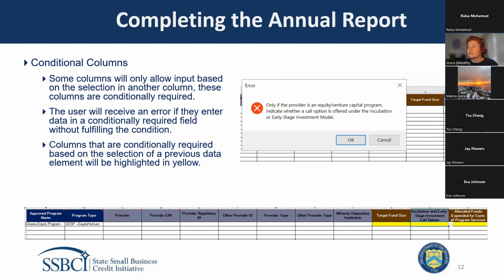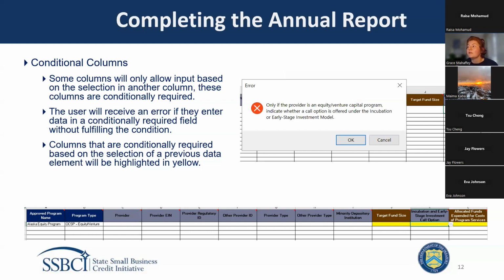Another feature you'll notice as we're going throughout the demonstration is the conditional columns. So some columns in the template will only allow input based on the selection in another column, and these are called conditionally required. So if you attempt to enter data in a conditionally required field without fulfilling that condition, you'll receive an error message similar to the one you're seeing on screen here.